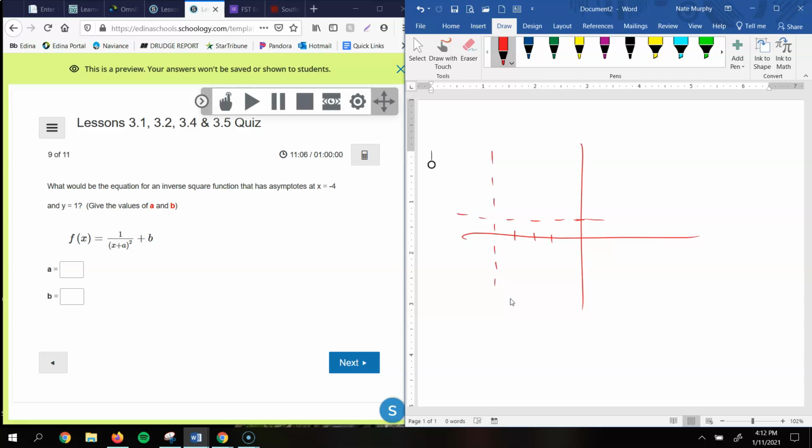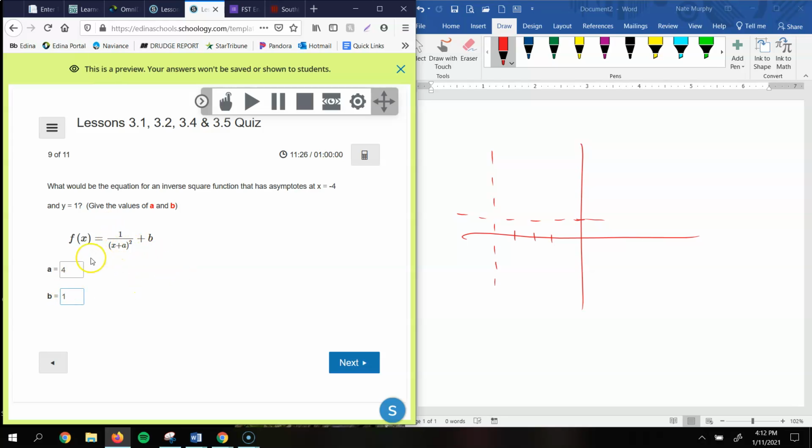Okay, so if we're going to move it horizontally to the left 4 units, that means that a would be plus 4. I don't even need the plus in there. We just have x plus 4. So x plus 4 would move it to the left 4 units. And we move that up 1 unit, so we would have 1.